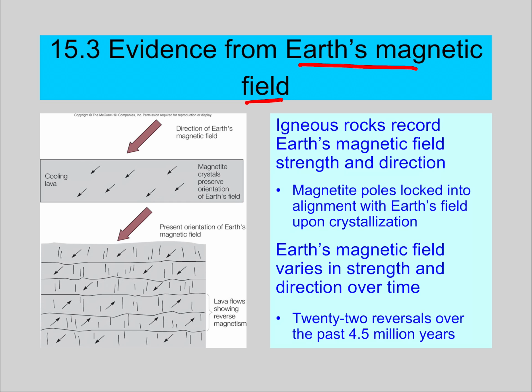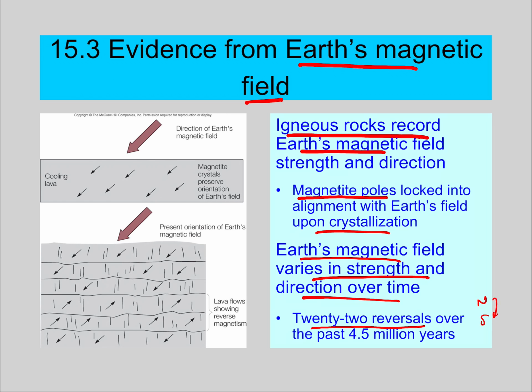Well, some of the evidence comes from the Earth's magnetic field. Igneous rocks will record the direction of the Earth's magnetic field, its strength and direction at a given moment in time. So the magnetite poles locked into alignment with Earth's field upon crystallization. So if we can get layers of magnetite and look at the direction of the Earth's magnetic field, we can see how it changes over time. And so what we've been able to see is that Earth's magnetic field varies in strength and direction over time. And there have been over 22 reversals in the magnetic field over the last 4.5 million years.